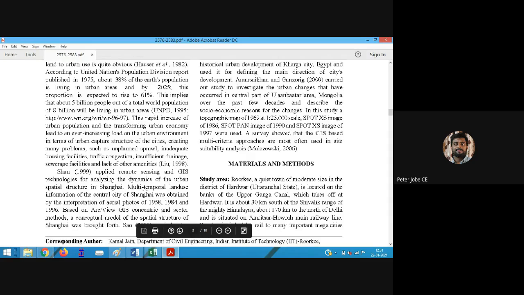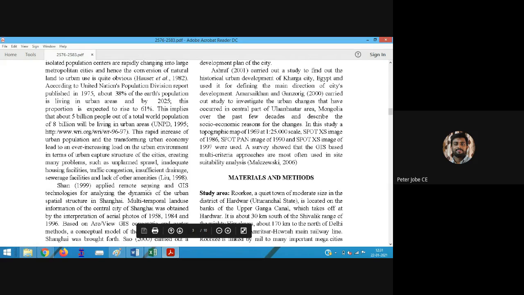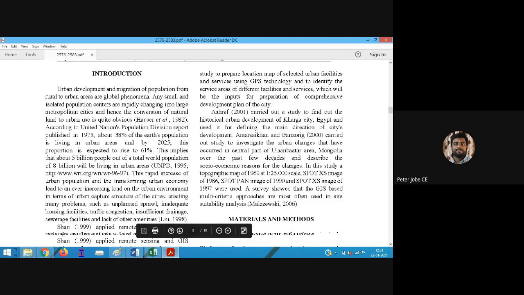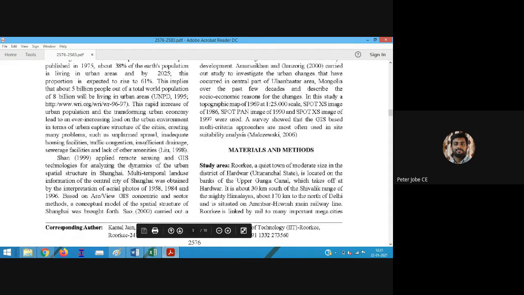In the introduction, they have also given some references from some other journals. So just read through that and understand what all those are. From the introduction, they have understood what the problem is. They have identified the problem from the journals that they referred to, and from that they have formulated a methodology. And let's see what the materials and methods are that they have used for the site suitability analysis in Roorkee.